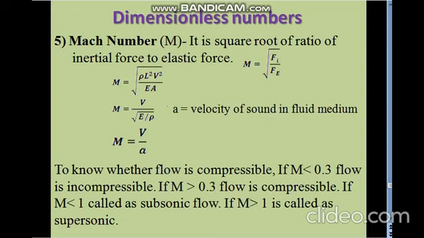Similarly, it is also used to define whether the flow is supersonic or subsonic. If M is less than 1, it is called subsonic, and if M is greater than 1, it is called supersonic. It just makes the classification, as the design of aeroplanes below Mach number 1 is different, and the design of aeroplanes above Mach number 1 is different. So it helps us to classify the flow.